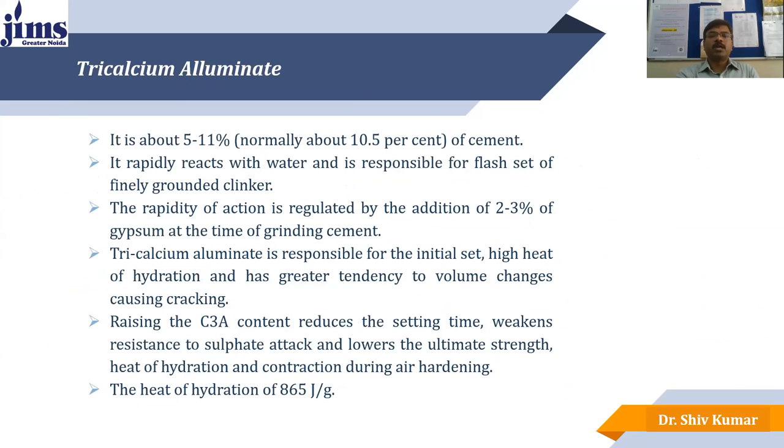The next one is the tricalcium aluminate. These are the properties of tricalcium aluminate. It is about 5 to 11%, and normally it constitutes 10.5% as a whole. It rapidly reacts with the water and is responsible for flash set of finely ground clinker. The rapidity of action is regulated by the addition of 2 to 3% of gypsum at the time of grinding cement. So gypsum may be an additive or the base, you can say. The tricalcium aluminate is responsible for the initial setting time, high heat of hydration, and has greater tendency to volume changes causing cracking.